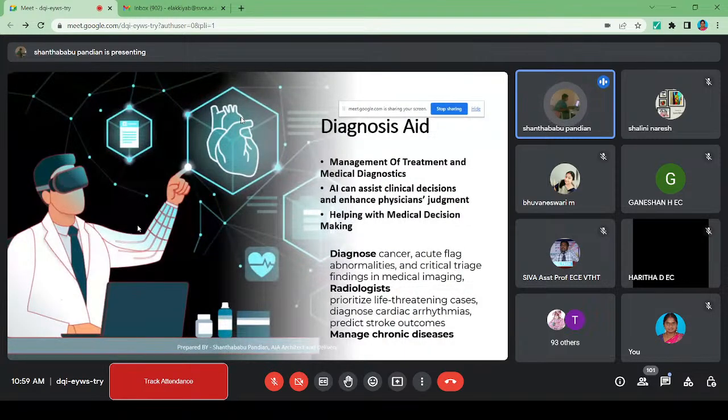Right. And diagnostic aids. We already discussed radiology as a key sensitive area. Before that, we need to diagnose how we are going to diagnose the diseases, right? Only then can we start the treatment. So the management of treatment from the medical perspective is very important. Similarly, diagnosing cancer, acute flags, abnormality, and critical triage. There are so many things we can find out quickly from radiology, as shown.